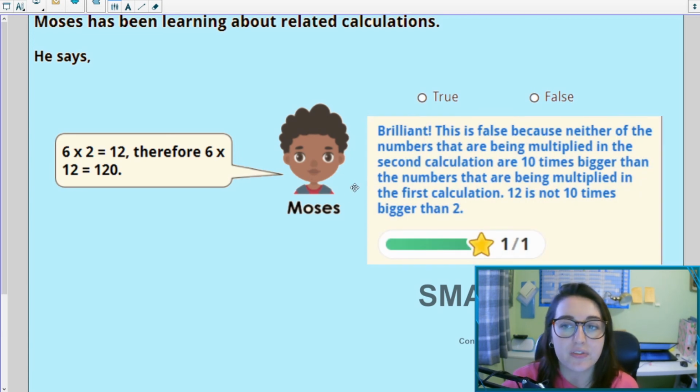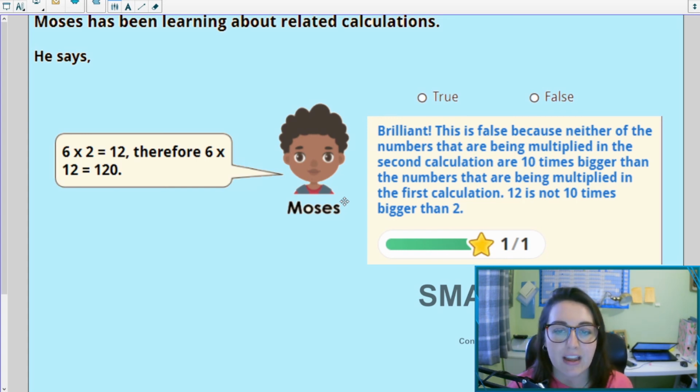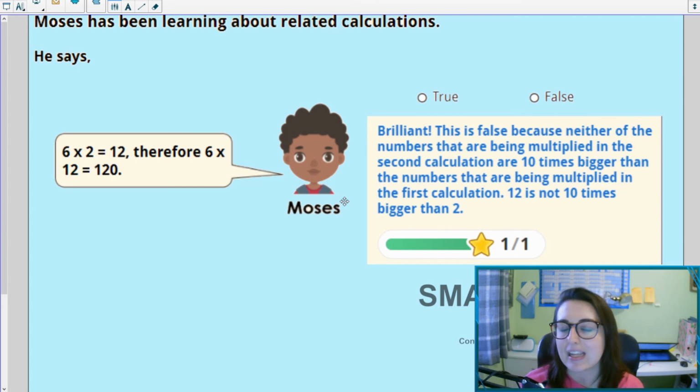So it is false because neither of the numbers are being multiplied by 10 from the first calculation. 12 is not 10 times bigger than 2. The mistake the person has probably made is they've added 10s. They think that that is exactly the same, but we know that it is not.